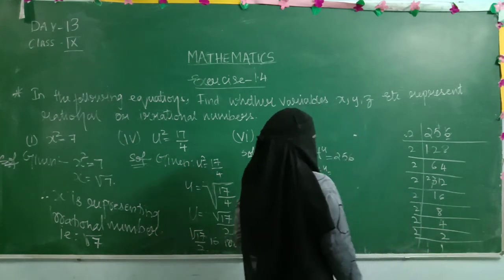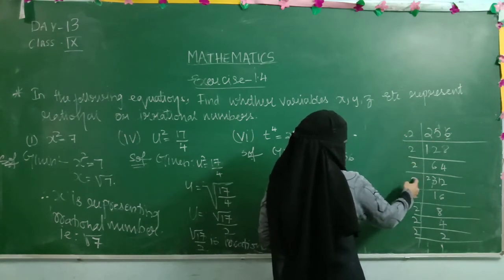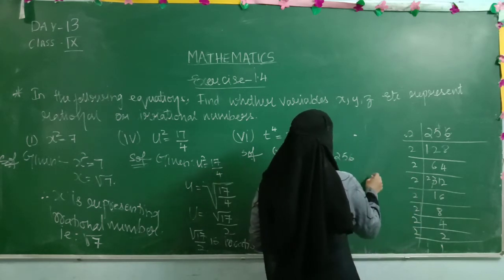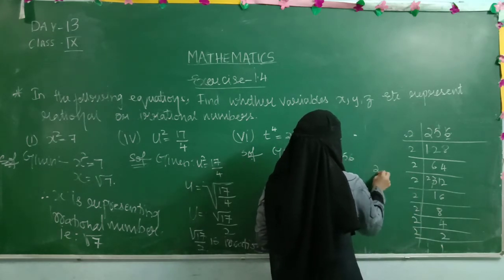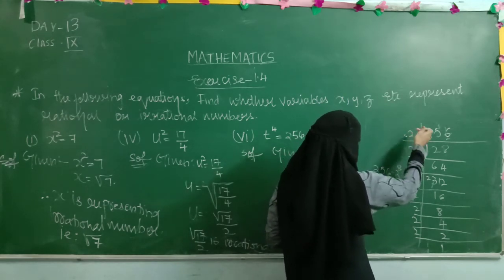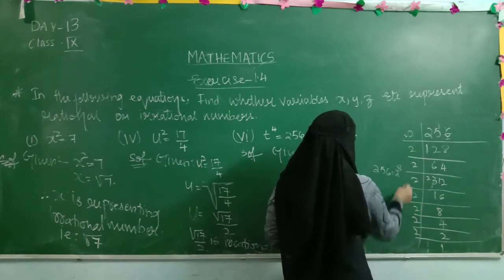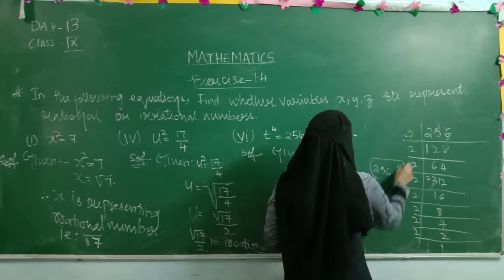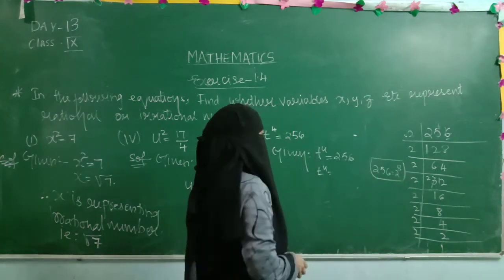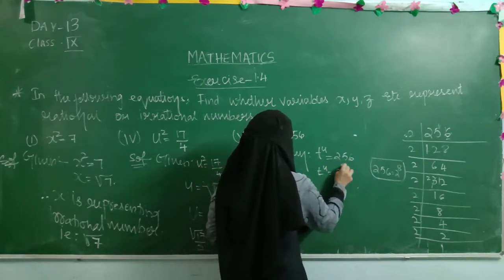Okay, so how many times is this 2 repeating? 1 2 3 4 5 6 7 8. It is repeating 8 times. So this 256 can be written as 2 to the power of 8. Well, let me check: 1 2 3 4 5 6 7 8. Yes, fine. 256 can be written as 2 to the power of 8. So I am changing this 256 to 2 to the power of 8.